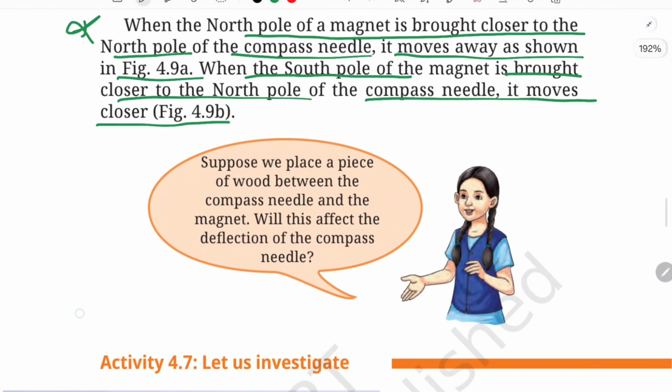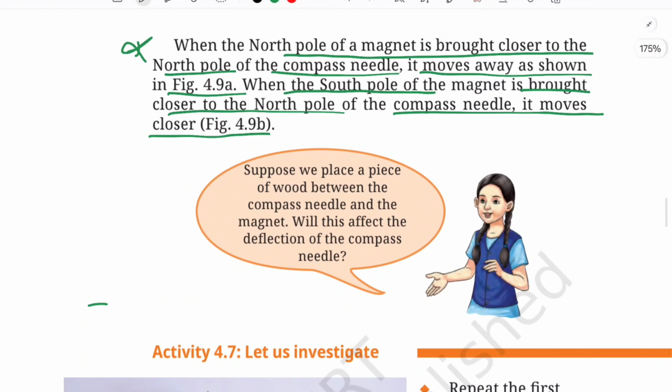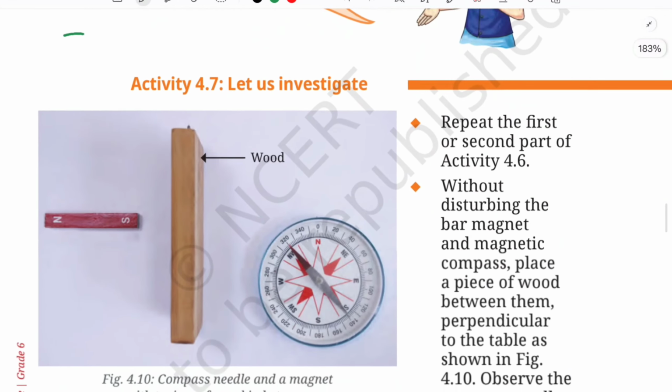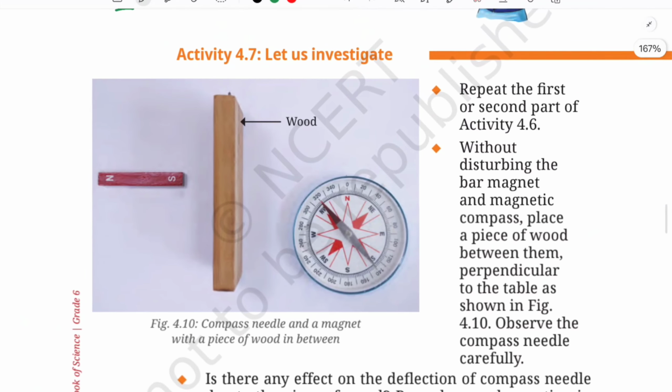So now let us again repeat that experiment by placing a piece of wood. Okay, this is what this girl is raising here. Suppose we place a piece of wood between the compass needle and the magnet. Will this affect the direction of the compass needle? So we are going to check whether it will affect the direction of the compass needle or not if a wood is kept in between them, in this position, as it is shown here in this image.